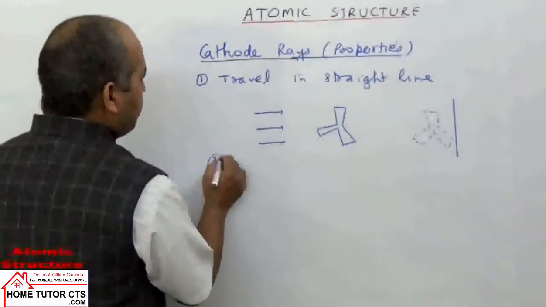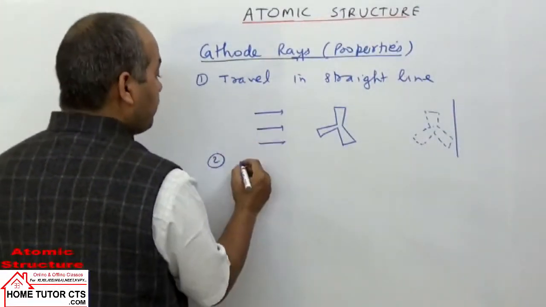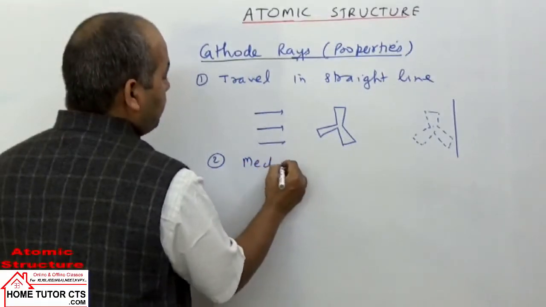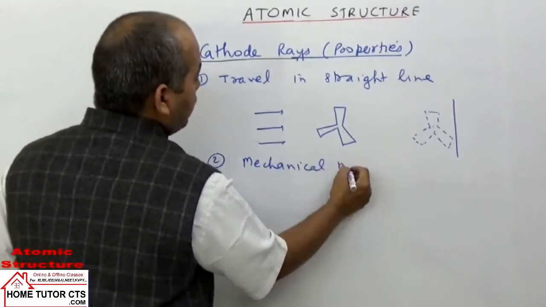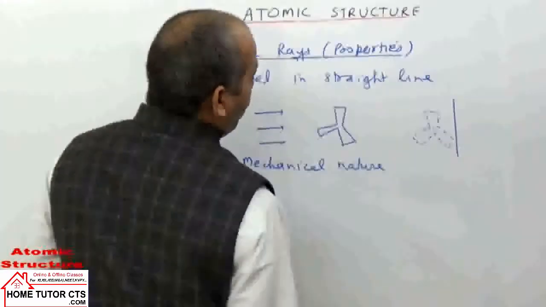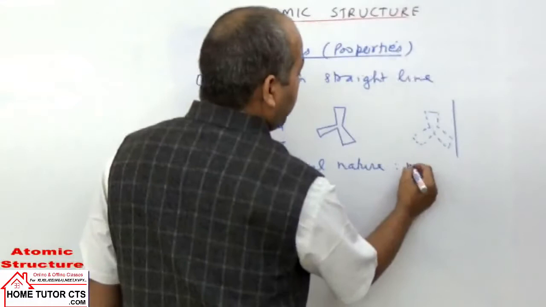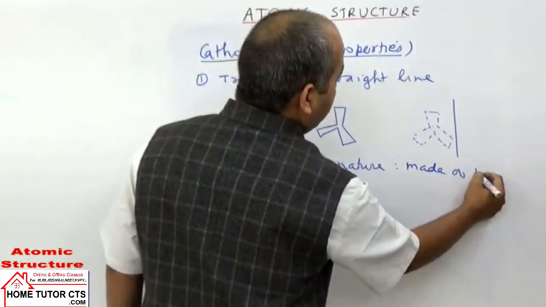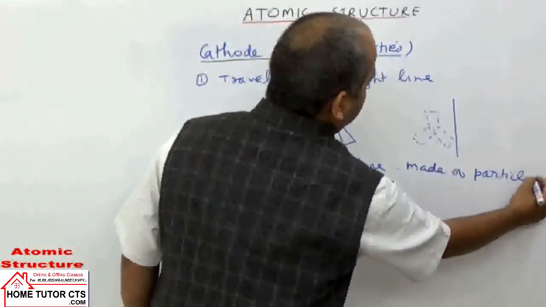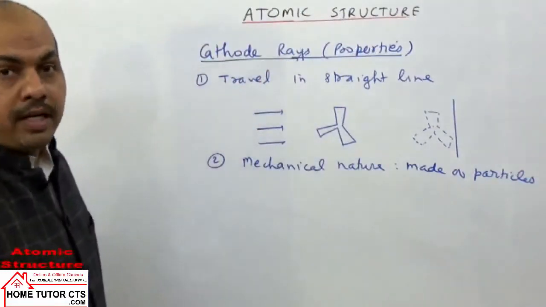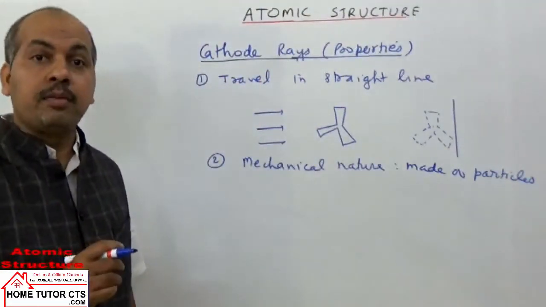Now next can be taken that these rays have mechanical nature. What is the meaning of mechanical nature? Mechanical nature means they are made of particles. How can this point, that they are made of particles, be proved?